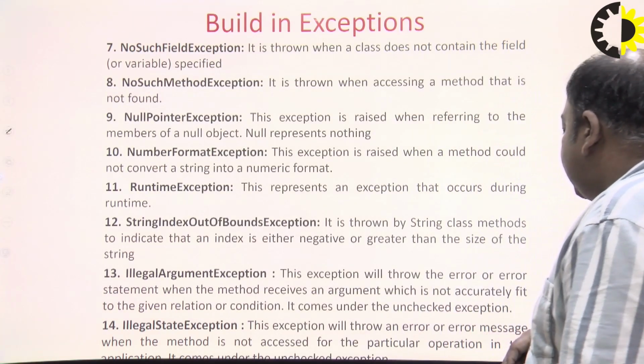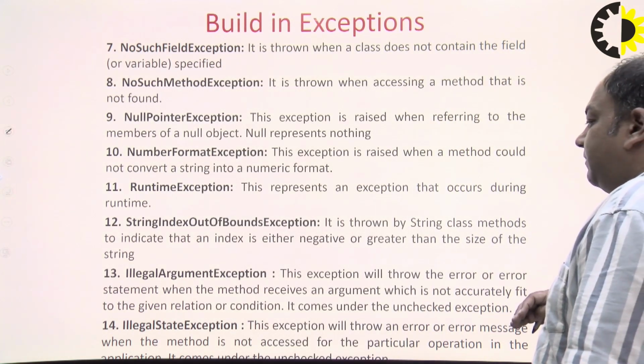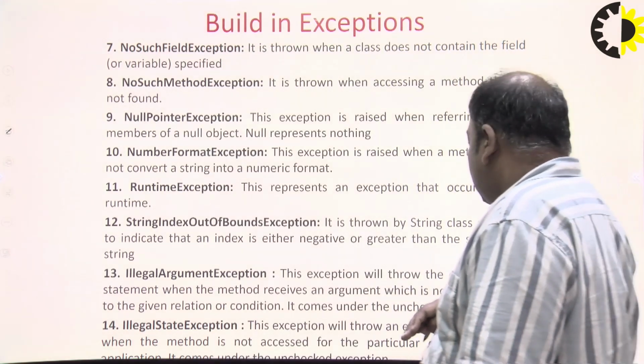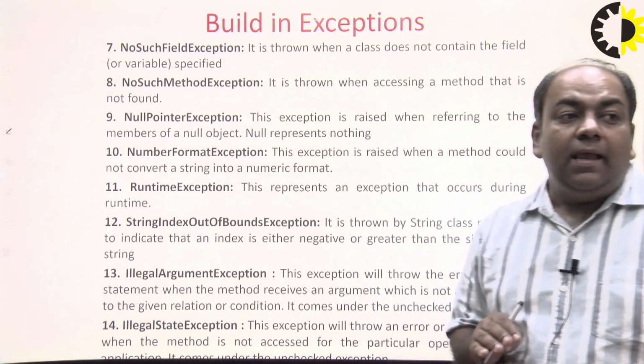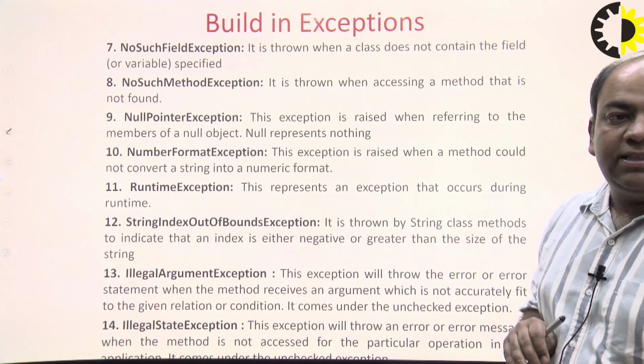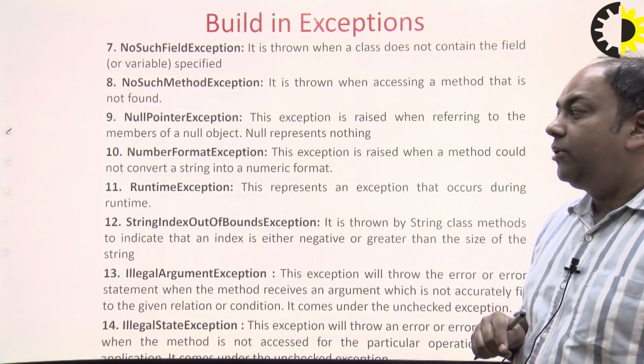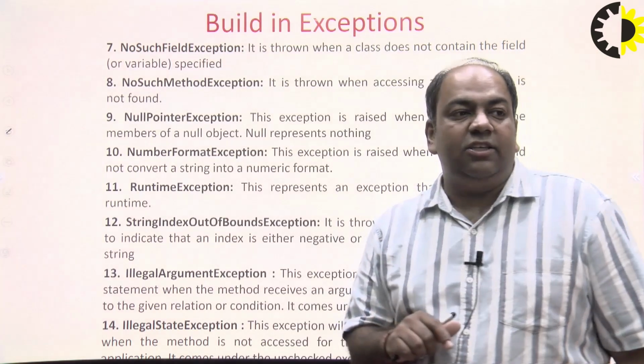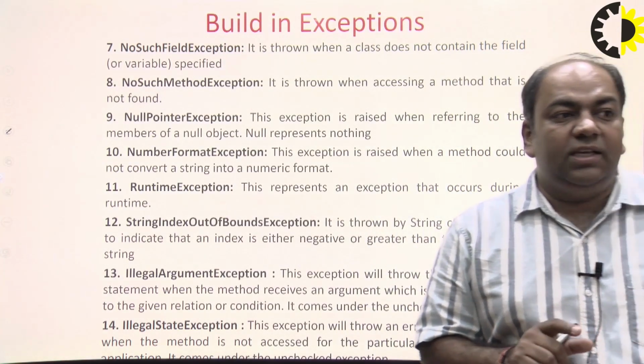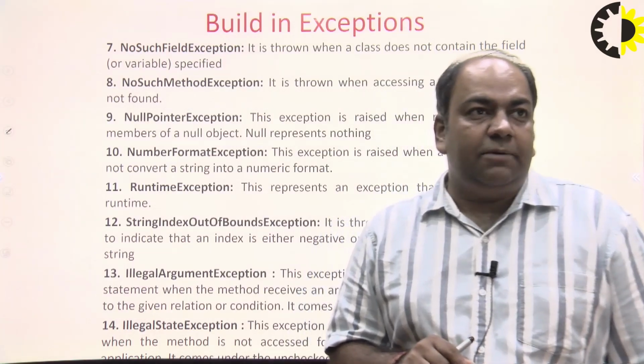Illegal state is an error raised when a method is not accessed for the particular operation, and illegal argument is thrown when the method receives an argument which does not accurately fit the given relation or condition. So these are the around 14 built-in exceptions.